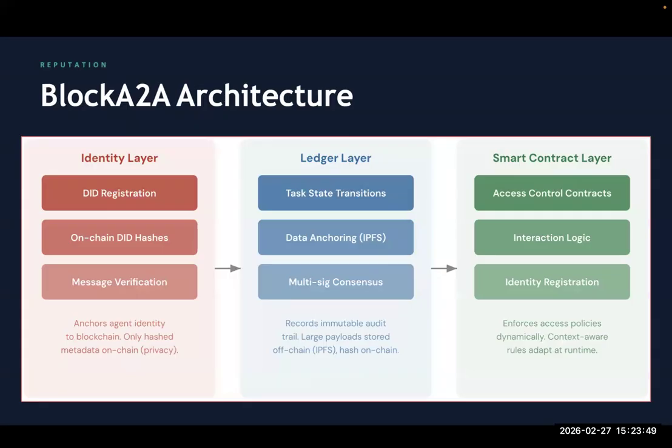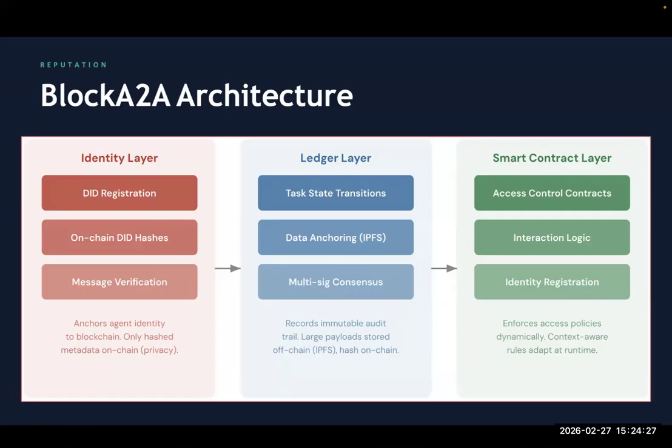This is a proposal that addresses this challenge by recording critical interaction metadata on an immutable distributed ledger, the blockchain. The key 2025 contribution in this space is by Zhu et al., the BlockA2A framework. It was the first unified framework that formally integrates blockchain primitives with Google's A2A protocol, the agent card, providing identity anchoring, immutable audit logging, and smart contract-based access control for full multi-agent systems.